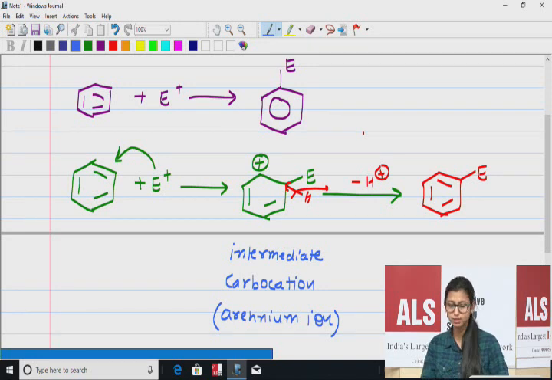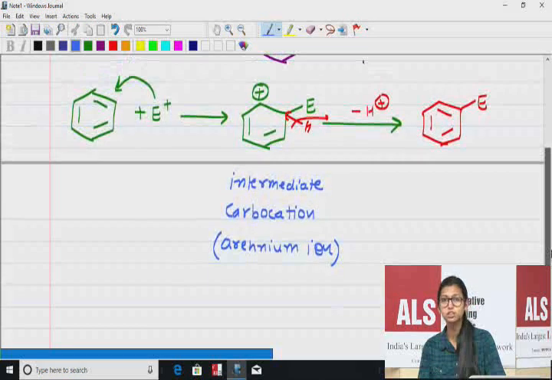Okay, so nice. So this is clear to everyone, right? And have we started the first reaction of the halogenation?